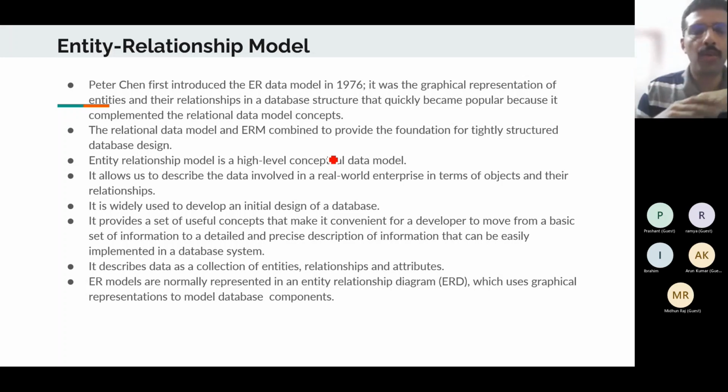Approach this like a fully new topic. Forget everything that we learned just now. Assume this is a new topic you are learning. So we will start with the entity relationship model.